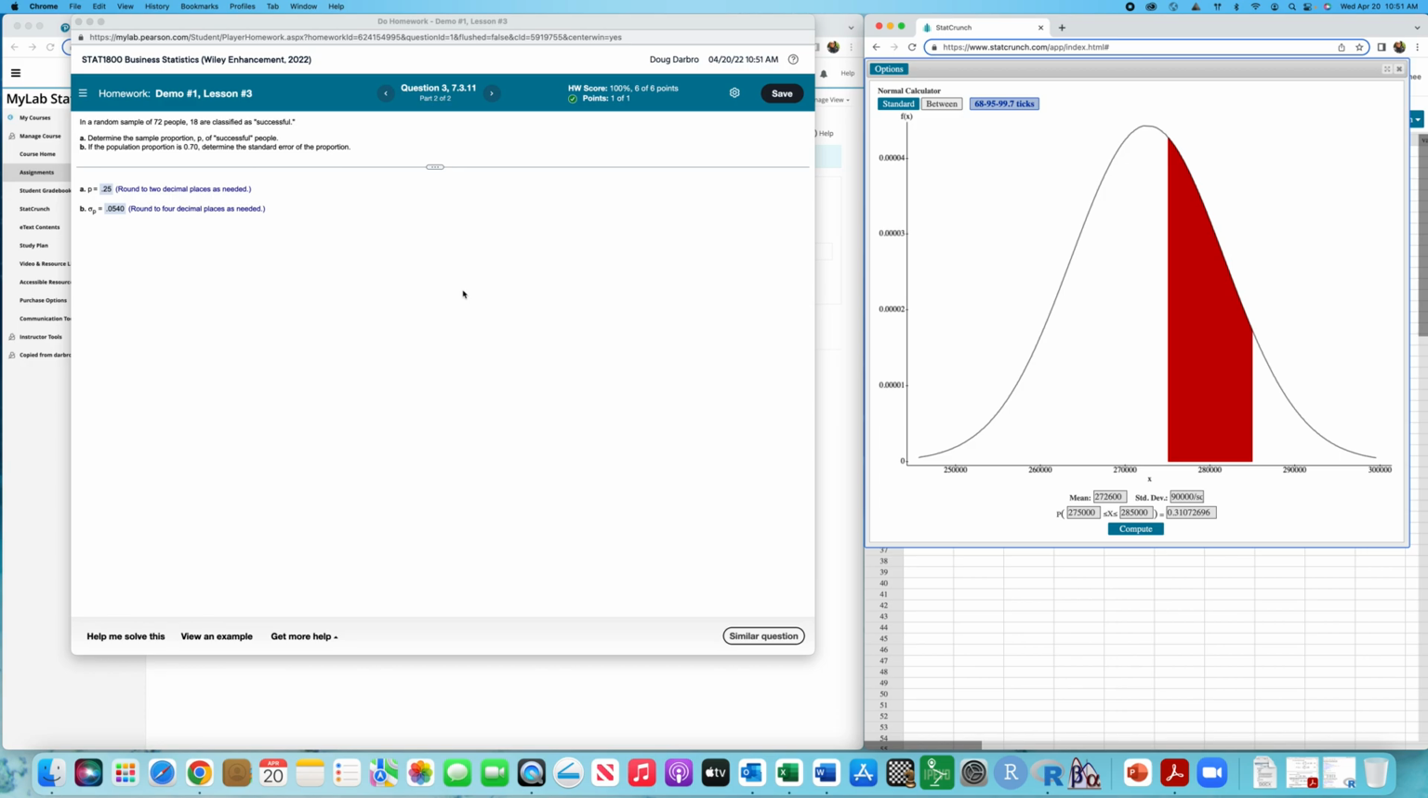And I'm going to divide that by the total sample size, which is 72. Now, make sure that all three numbers, the 0.70 times the 0.30 divided by 72, are under the square root in your calculator. If it's not, you're going to get the wrong answer. I get the answer 0.0540, which I have typed in, and of course it's correct.